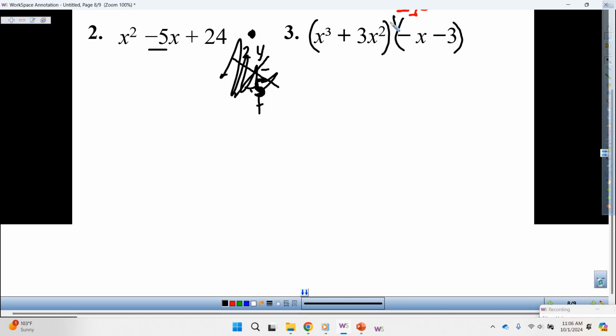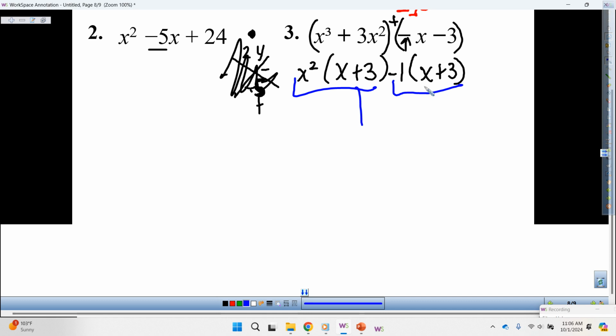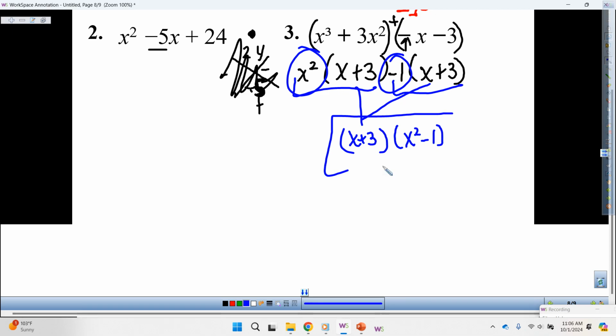Group. GCF for these two: x squared, that leaves us with x plus 3. GCF for these two: well, since this one has a negative, I'm going to write negative 1. That leaves us with x plus 3. So, what's the same here and here? Well, x plus 3. What's left over? x squared minus 1.